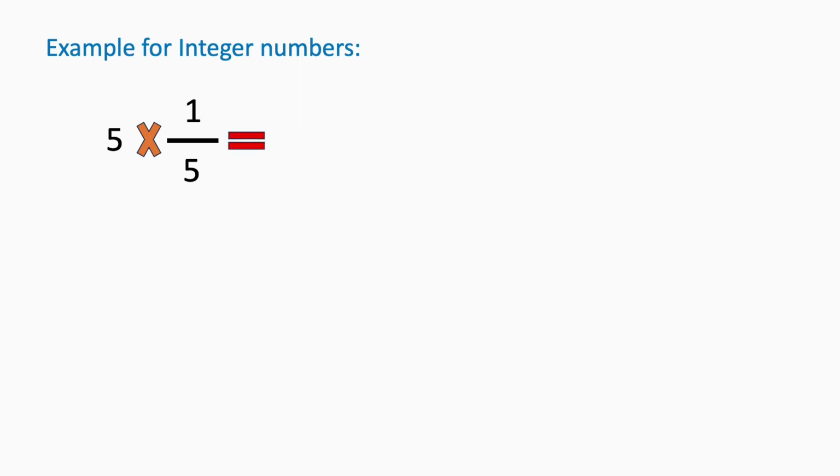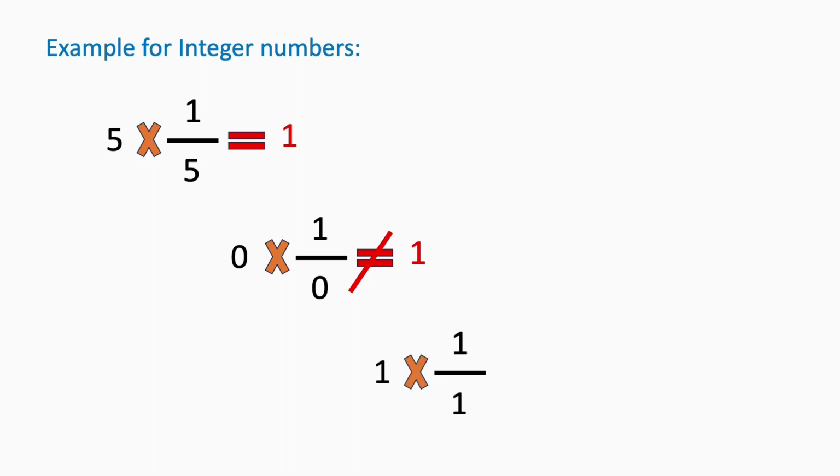This rule is also true for integer numbers. For example, the reciprocal of 5 is 1 over 5, and 5 times 1 over 5 is equal to 1. The only integer number that is an exception to this rule is 0, because 0 times 1 over 0 does not equal 1, and it is clear that the reciprocal of 1 is itself.